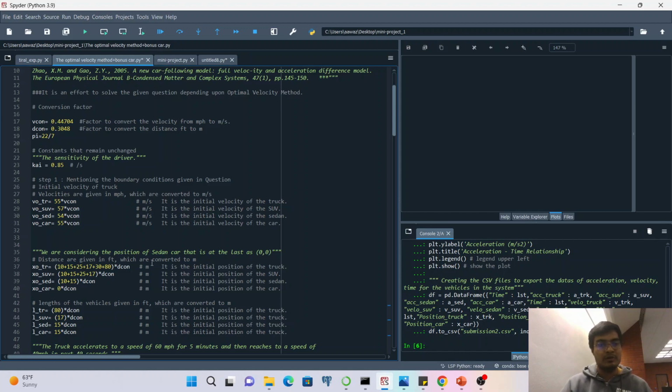Here the position of the sedan car, which is at the last, is 0. That means we choose the point just in front of the sedan car as a datum line. On the right-hand side of the figure it will be considered positive, and the left-hand side of the figure will be considered negative.